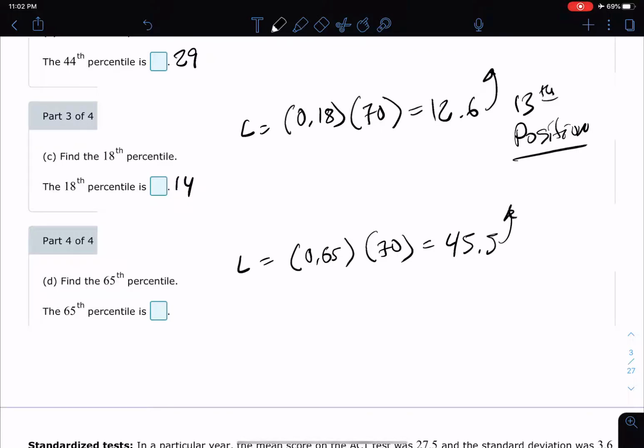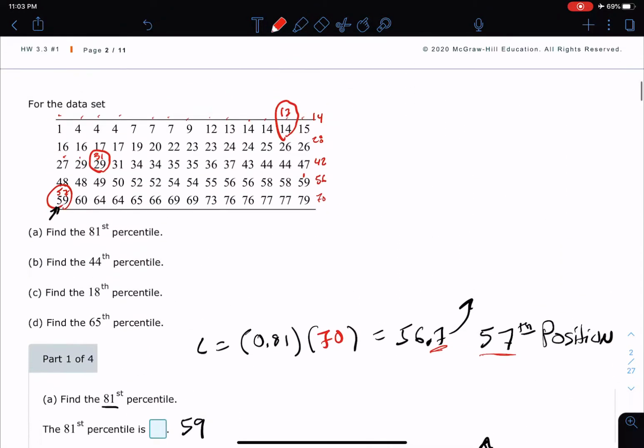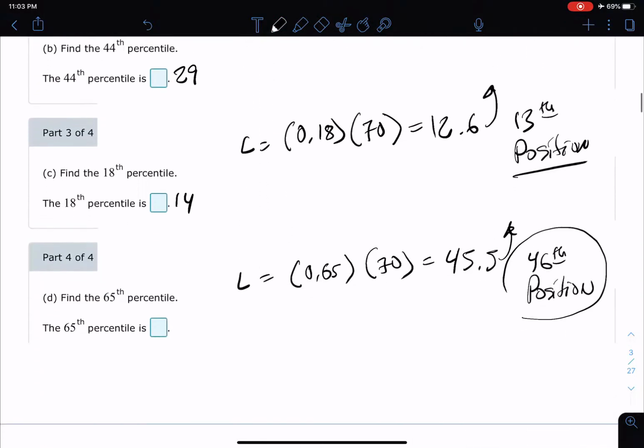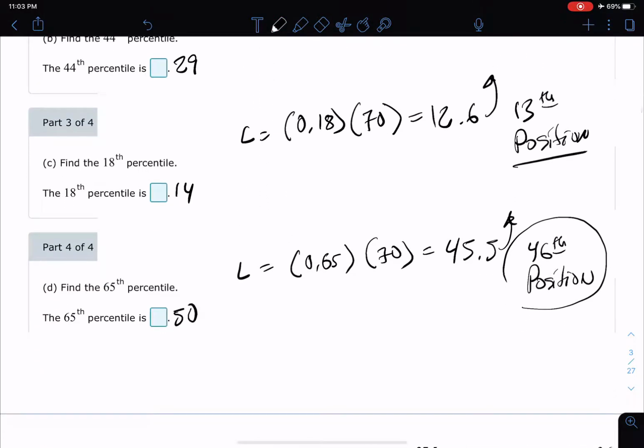So take that, round it up to 46th position, and go look it up. Where's the 46th position on my data? Well, that's 42, 42, 43, 44, 45, 46. There's my 46th position, and I see 50 in the 46th position. So 50 is my 65th percentile. That's how you do it.